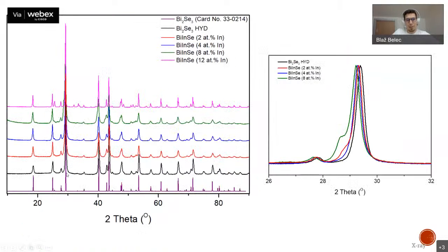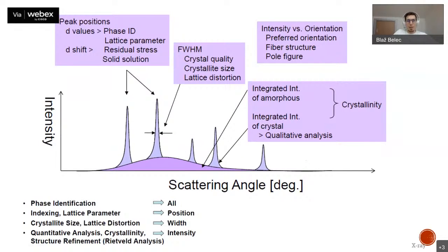Also, by the width of the XRD peak, we can see if it's really highly crystalline or if it's in nano form and so on. So with XRD, we can identify all of the crystal phases.